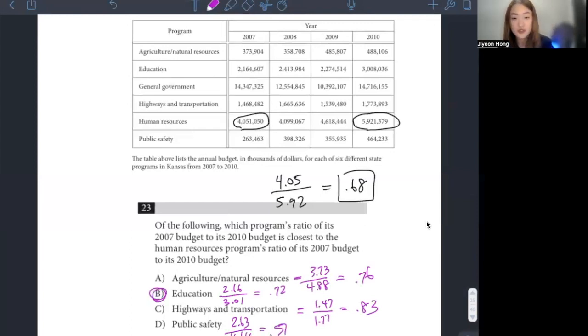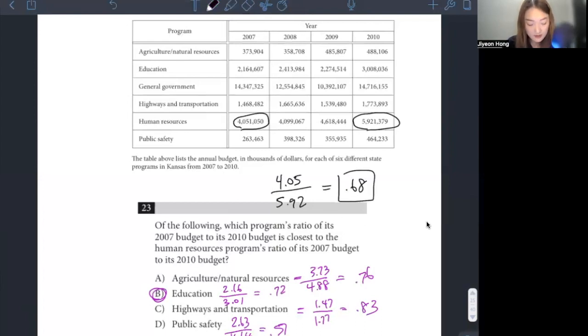This is a question of how quickly you can analyze 2007 and 2010, find the appropriate category, and solve for the ratio. And B is closest: education is closest to the human resources budget ratio from 2007 to 2010.